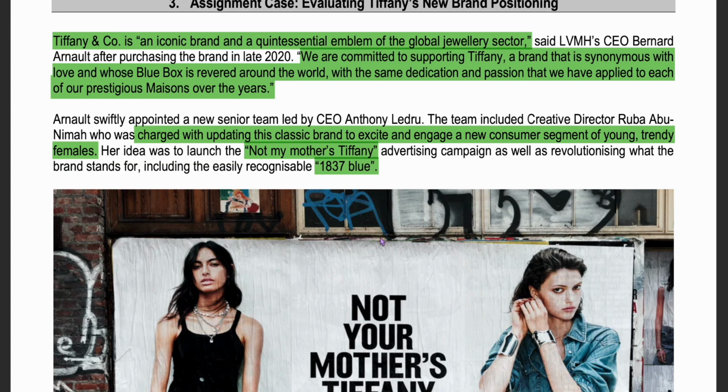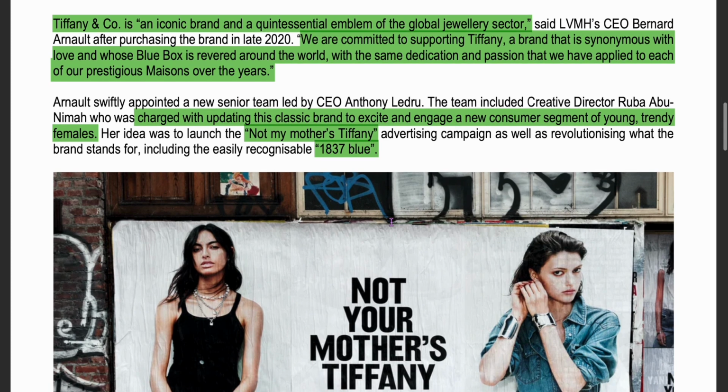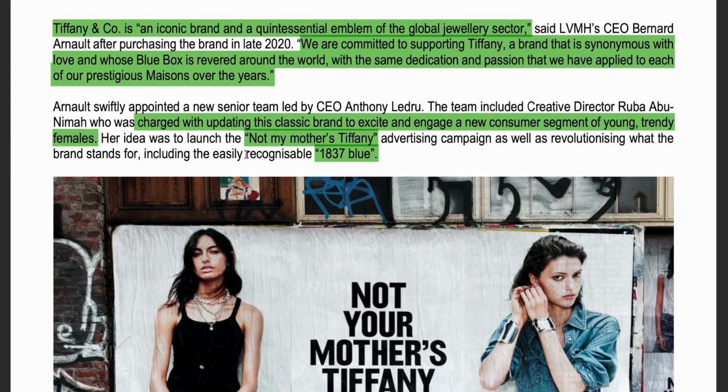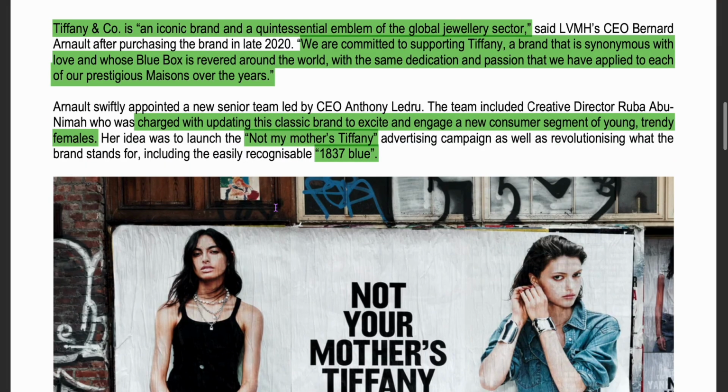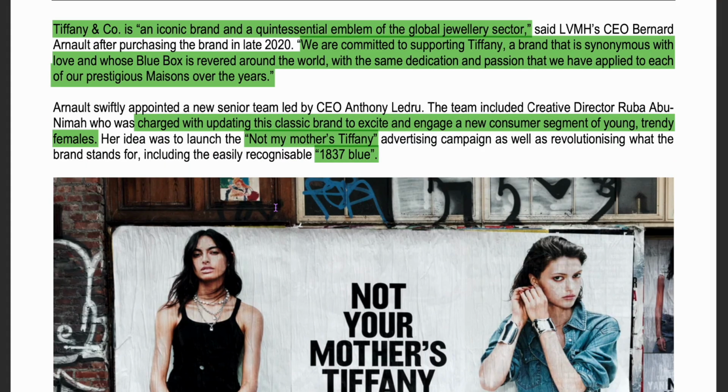So let us understand what the assignment is now. Again, I've highlighted a few things. This is the main assignment. This paragraph and this part actually show us what we have to do for this consumer behavior project. I've highlighted a few things.